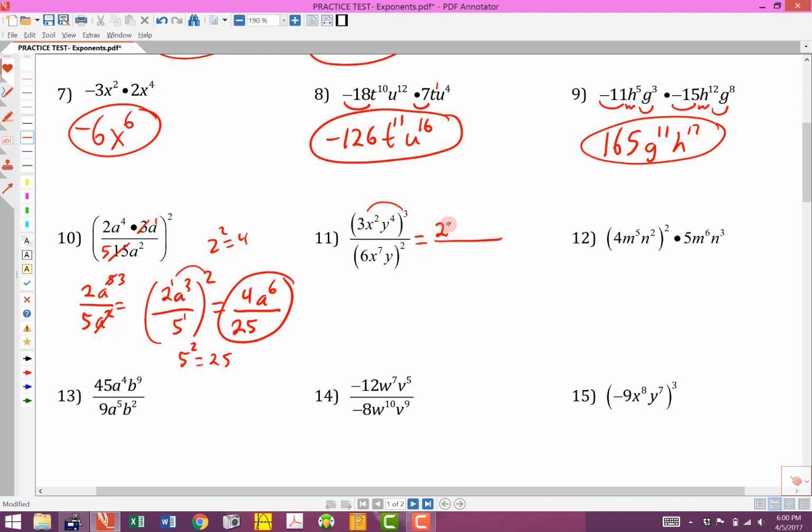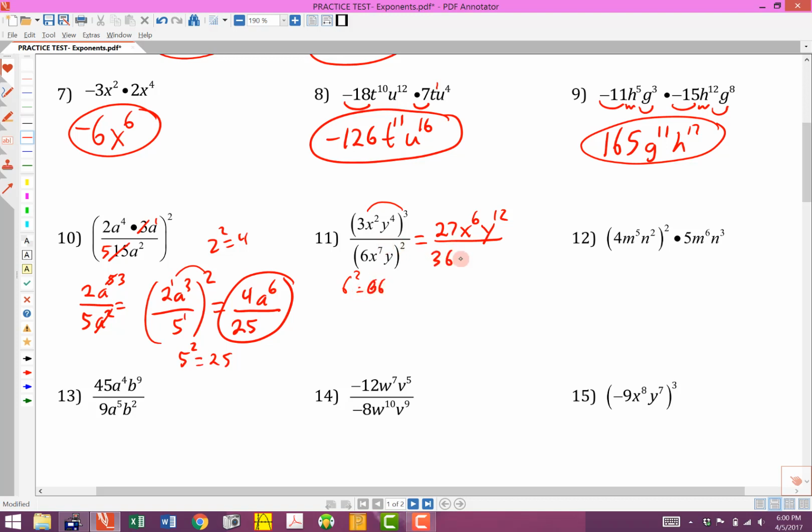If you need a calculator for that, go right ahead. 3 cubed is 27. X squared cubed, multiply the exponents, so that's x to the 6th. Y to the 4th to the 3rd, multiply the exponents, so we're going to have y to the 12th. And then don't make a silly mistake on these exponents. We certainly don't multiply these together and get 9, and we don't multiply these together and get 12.